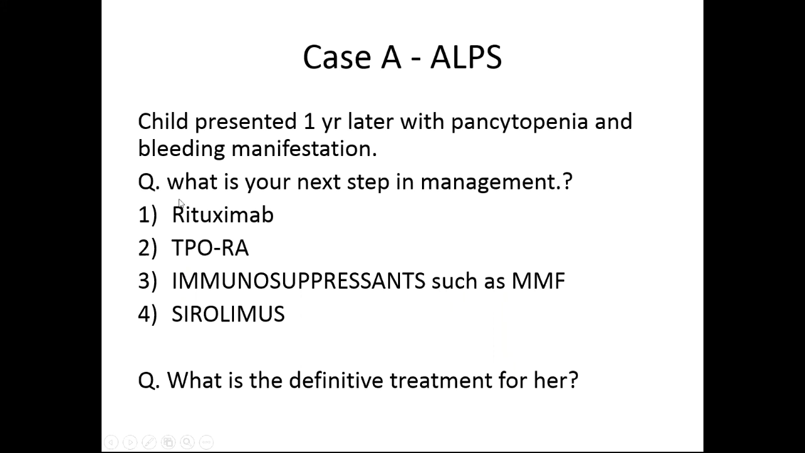So we can't give rituximab here because the patient is an ALPS patient, the patient is already splenectomized, and the patient is presenting with pancytopenia. So rituximab can cause hypogammaglobulinemia and cause severe life-threatening infection.